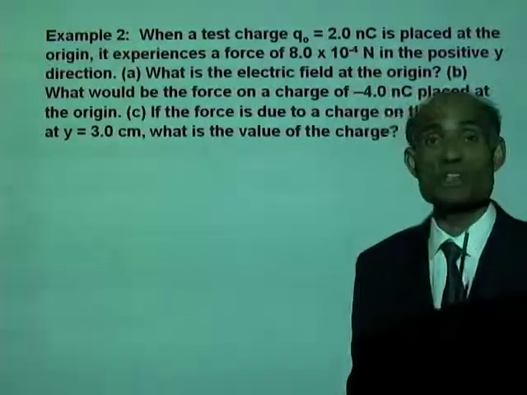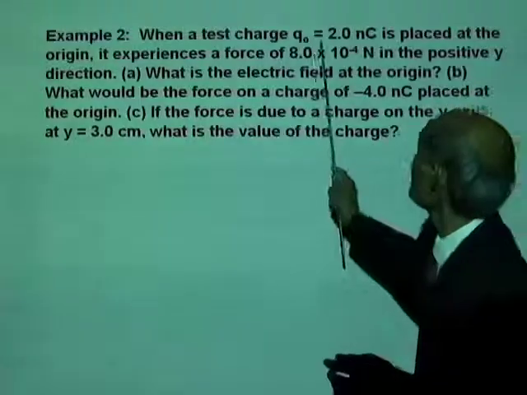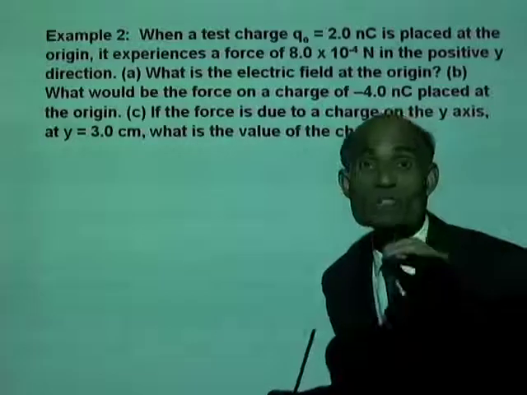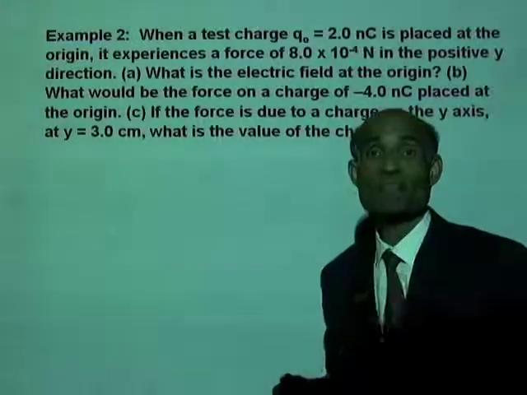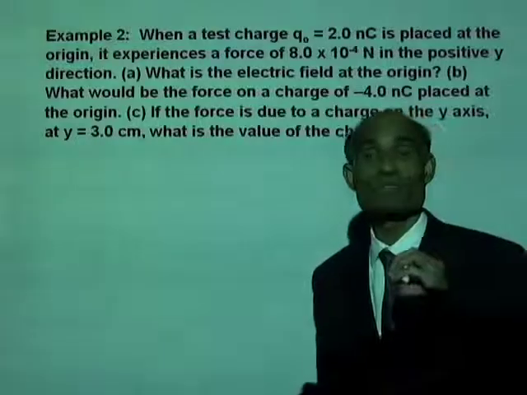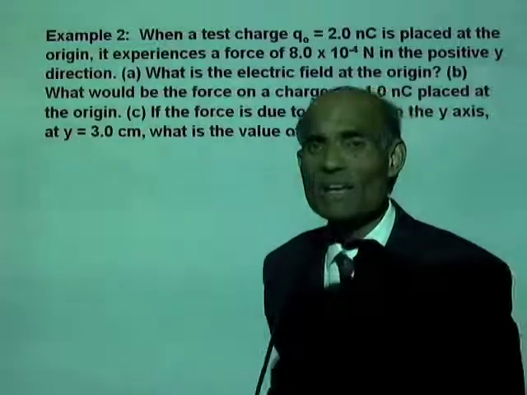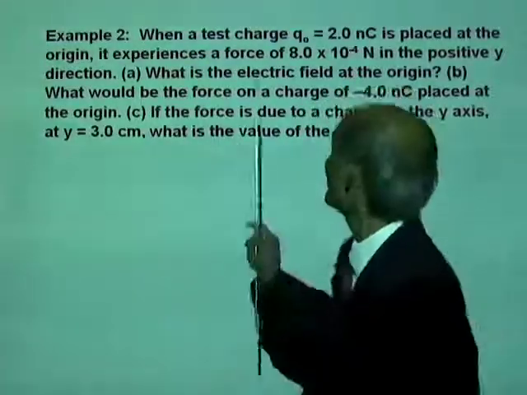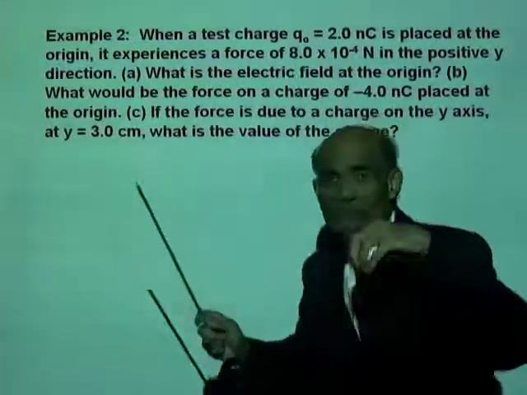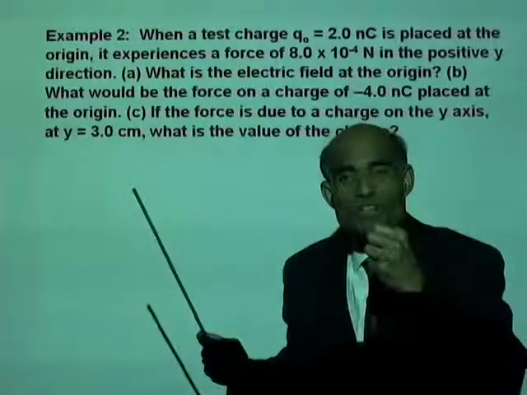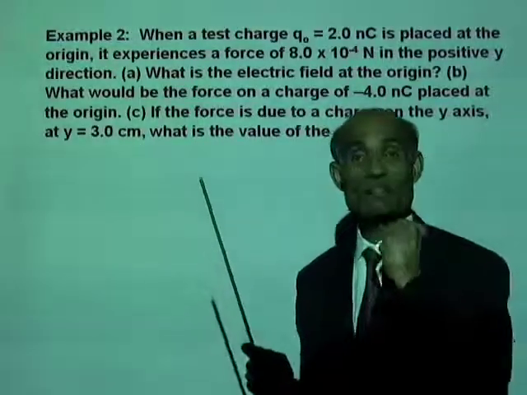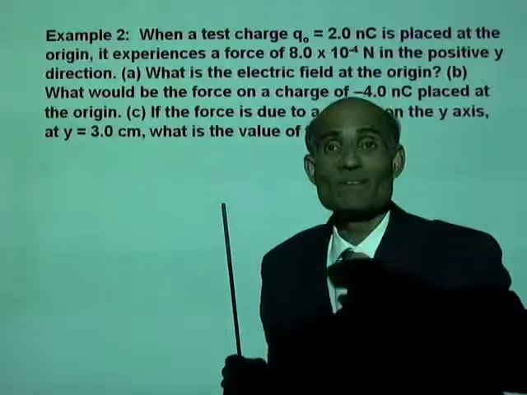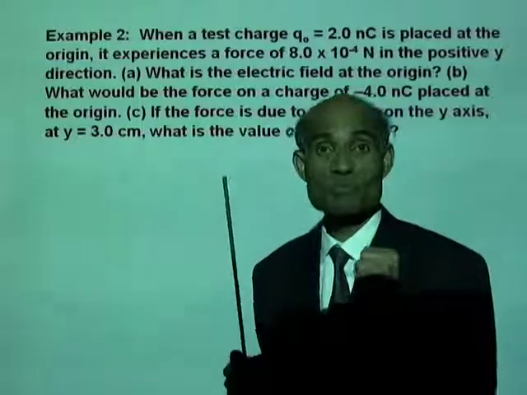When a test charge Q0 equal to 2 nanocoulomb is placed at the origin, it experiences a force of 8 times 10 to the negative 4 Newton. What do you think is the reason for that force? When this charge Q0 is placed at the origin, it experiences a force. Well, it experiences a force because there is an electric field at the origin. Right? Otherwise, it will not experience a force.